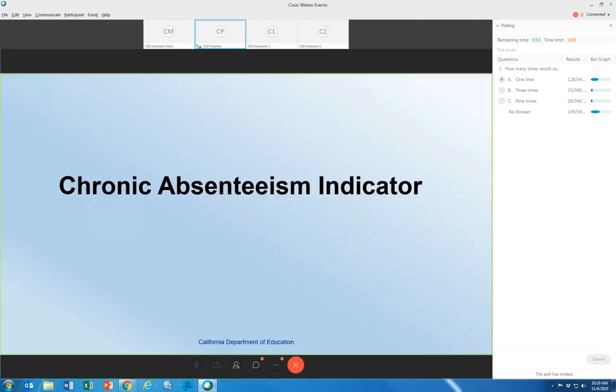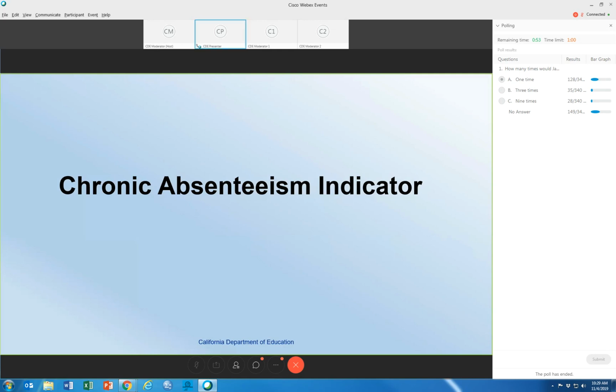So now we're going to be turning over the presentation to Katrina, and she's going to go over the chronic absenteeism indicator. And recall that this indicator is for K-8 only. So for those of you that are logged on as high school, and you're only concerned about high school, feel free to log off now.